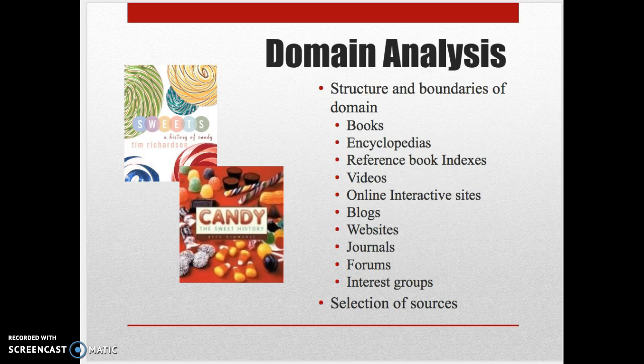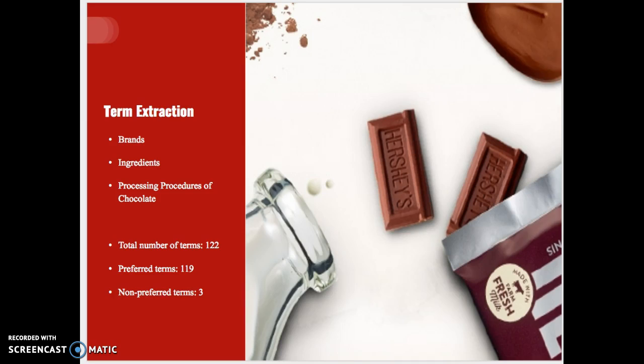Domain analysis. We gathered many different resources that included books, encyclopedias, reference books, indexes, videos, online interactive sites, blogs, websites, even journals, forums, and interest groups. We then examined and selected our resources in order to have some control over our vocabulary.